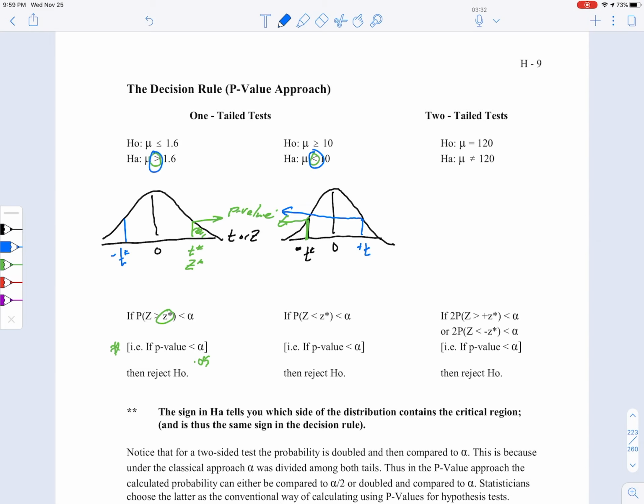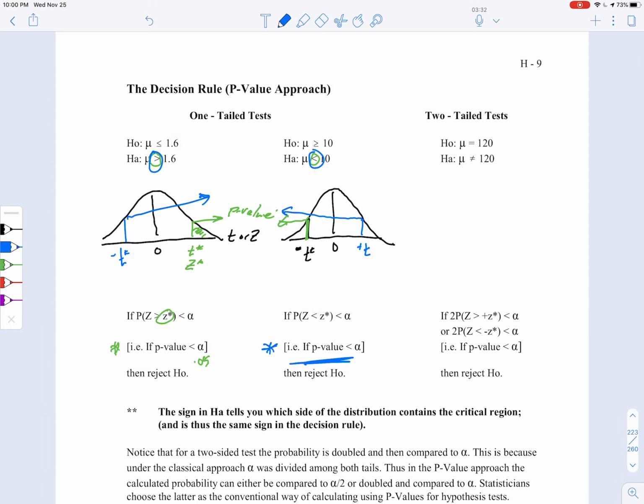Same over here. If you ended up with, say, a negative t star, then the sign still says to go up to calculate the p-value that way. So it could be really high, like 99%, and that just supports the null hypothesis. The decision rule is always, always in a p-value approach, if the p-value is less than alpha, reject H0.